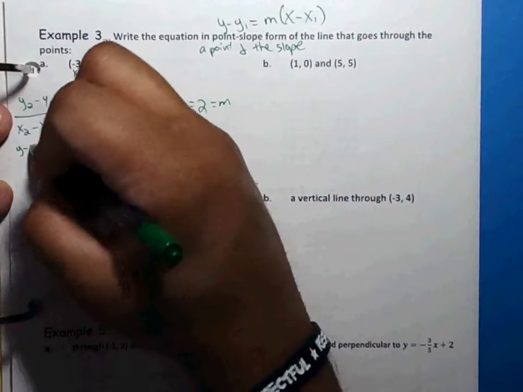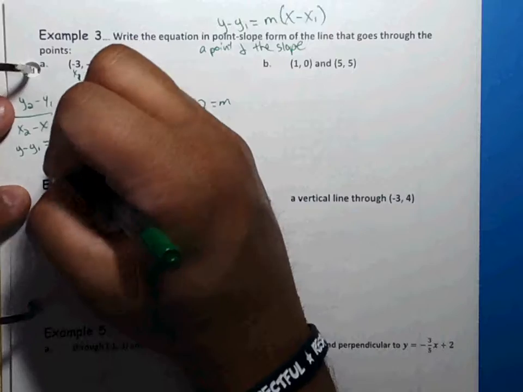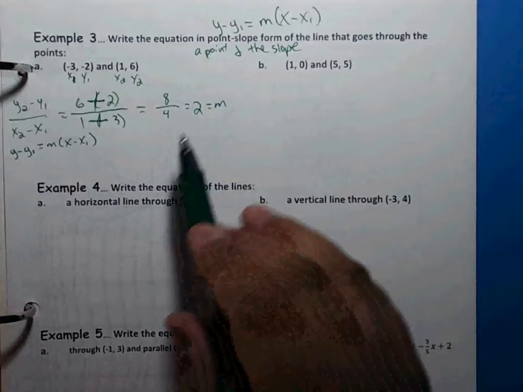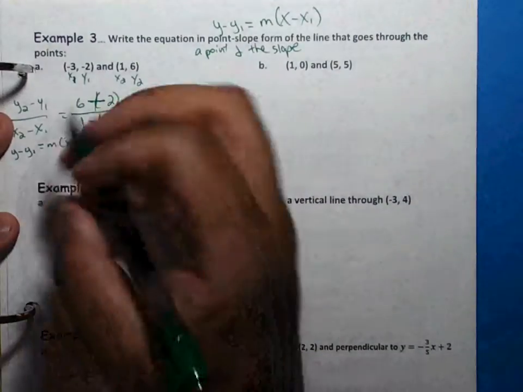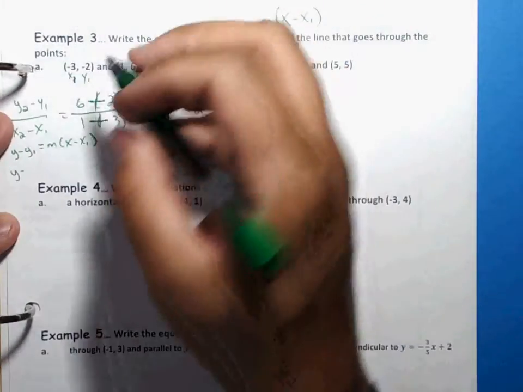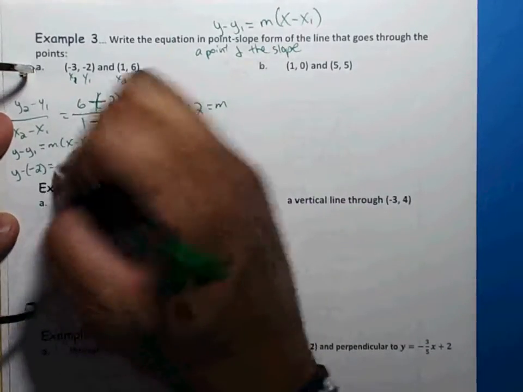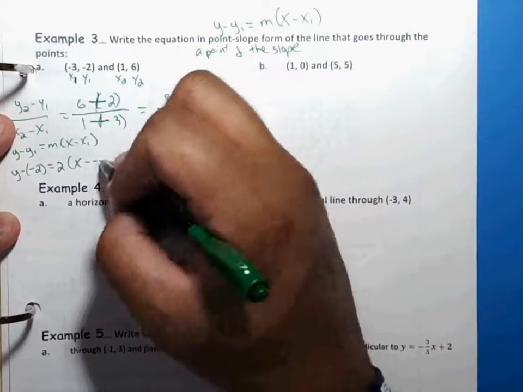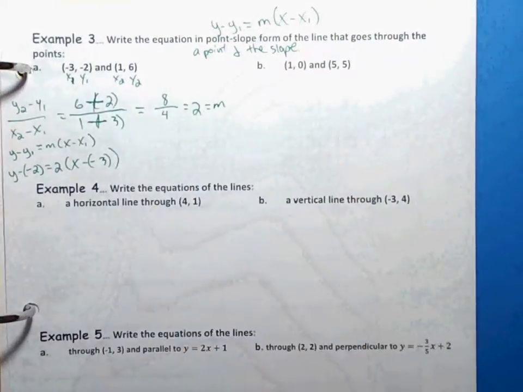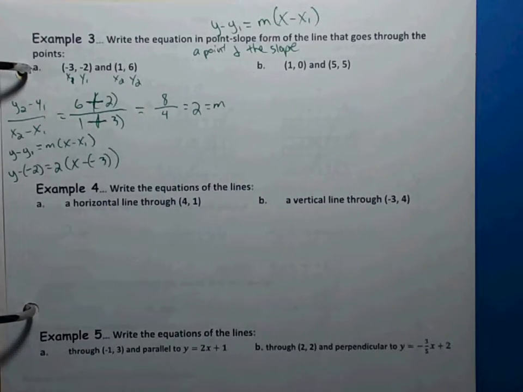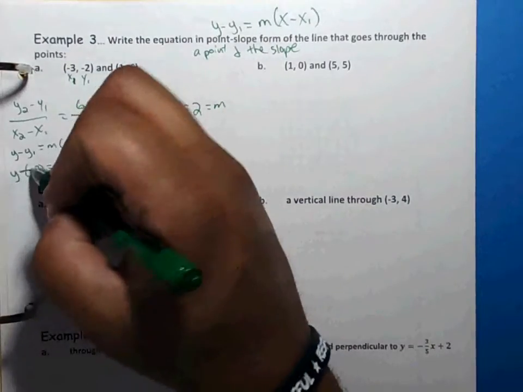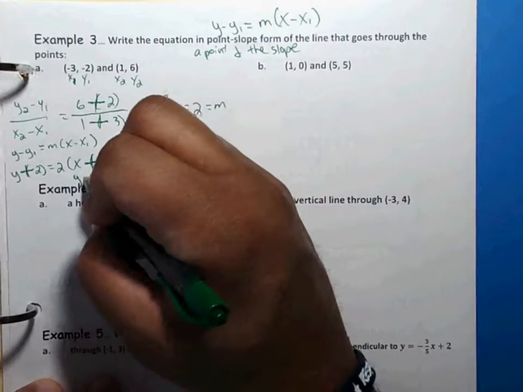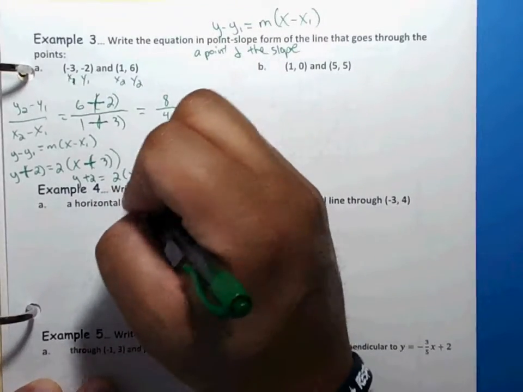I'm going to write it again because it doesn't hurt. y minus y1 equals m(x minus x1). And then I just plug in. So my m was 2, and y minus y1 is y minus a negative 2, equals m, which is 2, times x minus x1, which is a negative 3. What happens to those minus and negative symbols? Becomes positive. And then my equation is y plus 2 equals 2(x plus 3).